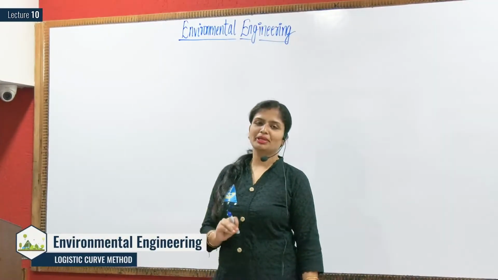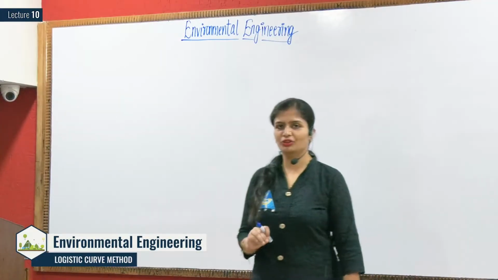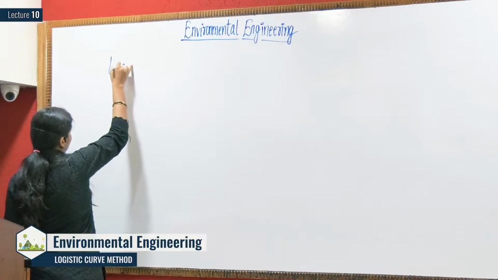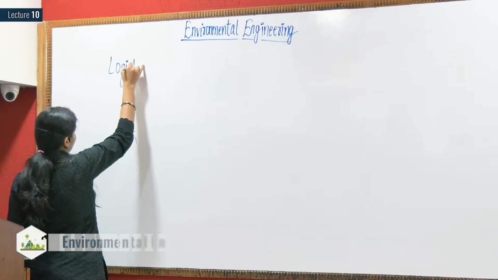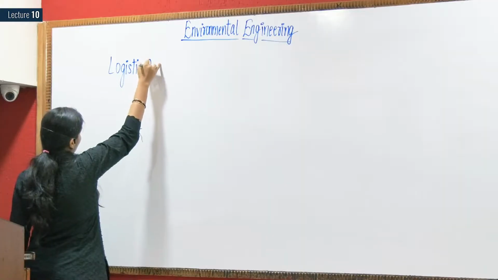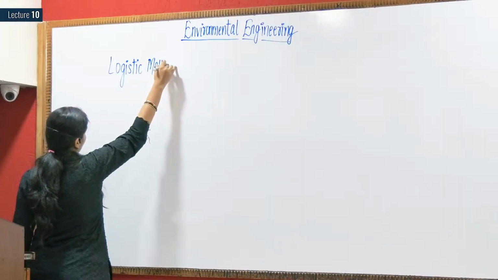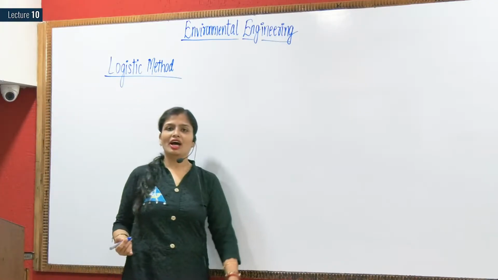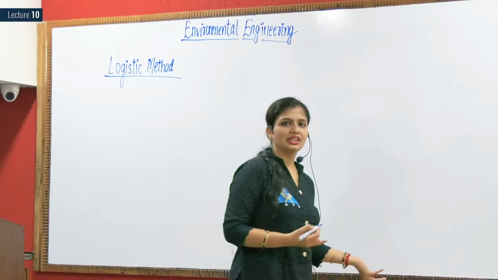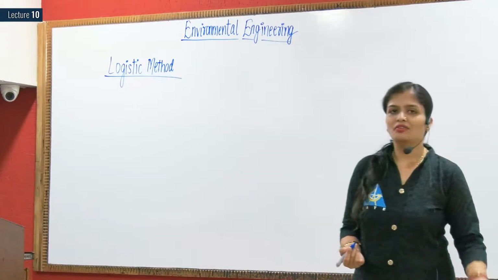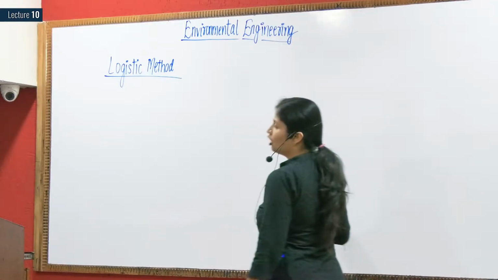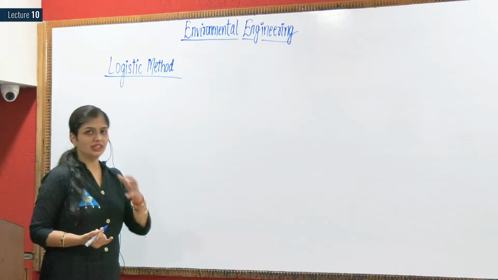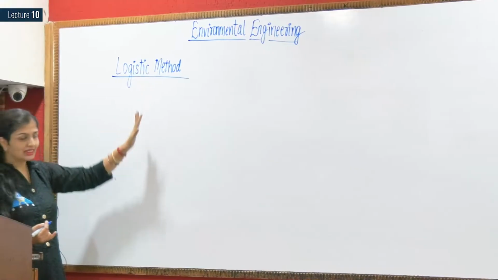So the next method we'll be dealing with in population forecasting is the logistic method. First of all, this method is very important from the examination point of view. Second, here you simply have to develop the equation of the logistic curve for population forecasting, with the help of which you can forecast the population, nothing else. So let's see what happens in population forecasting by the logistic method.